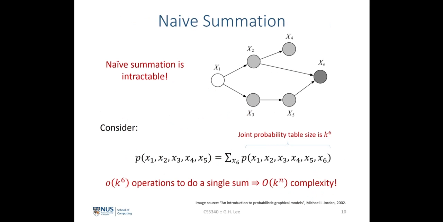Now we have seen earlier that the naive sum can be intractable. An example is given here. Let's consider the case where we are going to compute the joint probability of x1, x2, x3, x4 and x5, where the operation involves a marginalization over the latent variable x6. We have learned in the earlier lecture that a naive way of representing the joint probability distribution table of x1 to x6 will incur a size of k to the power of 6, where k is the number of states that each random variable can take. So altogether, if we were to do a marginalization, we would have to go through k to the power of 6 operations to do a single sum. This means that we will incur a computational complexity of k to the power of n.